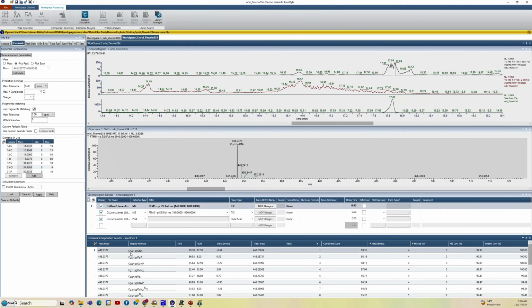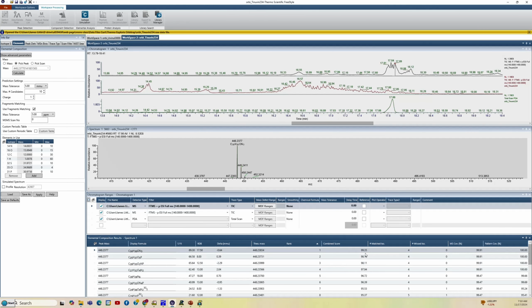You can see the best hit is the C30H30ON3, with 3 nitrogens. And of course, this is the protonated species, so the actual molecular formula would be 1 less hydrogen. It has a very good fit overall, very low difference in the millimass units between the theoretical and the observed. If you look at the combined score with the isotope ratios and the accurate mass data, it's the highest at 99.35.